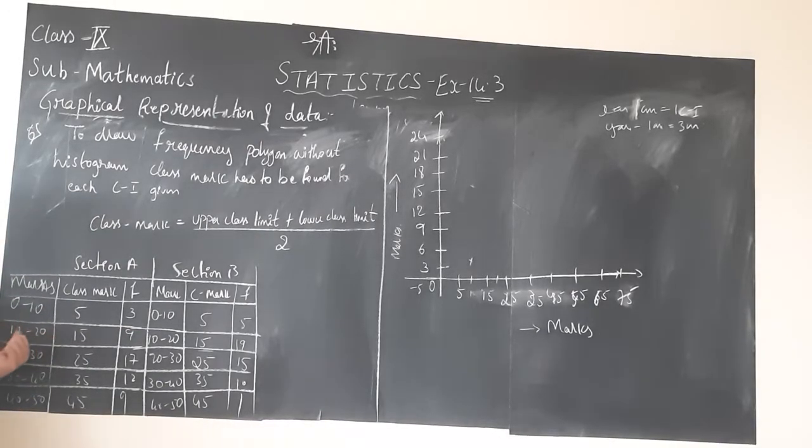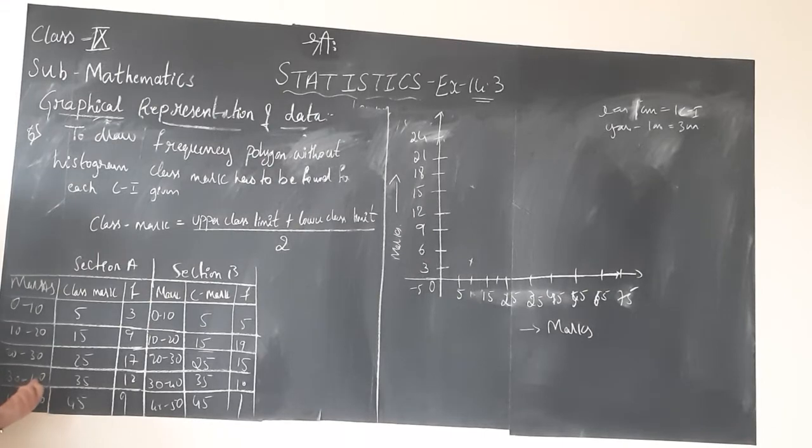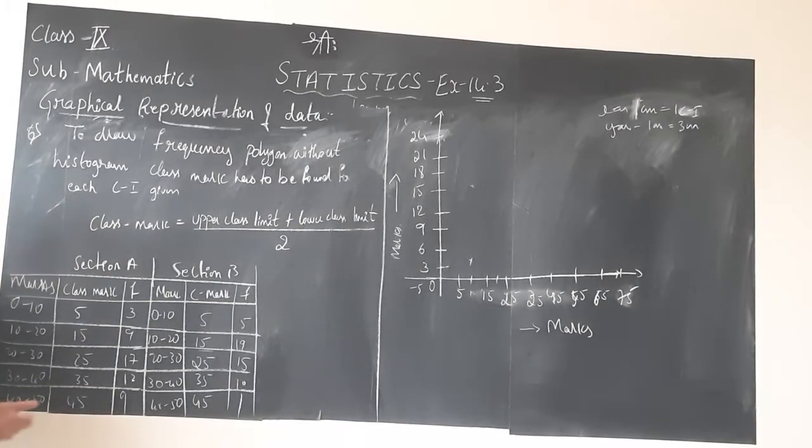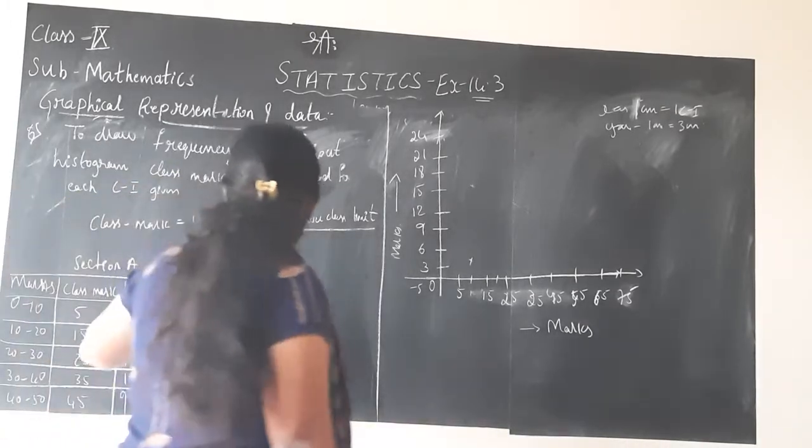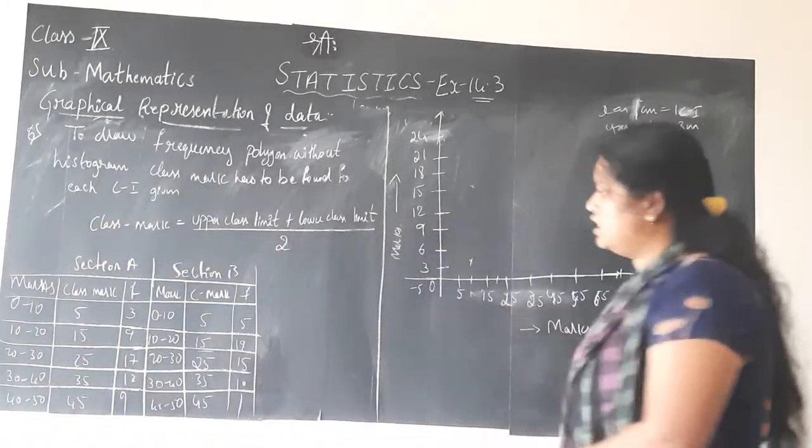That is the average. 10 plus 20 is 30, 30 by 2 is 15. 20 plus 30 is 50, 50 by 2 is 25. 30 plus 40 is 70, 70 divided by 2 is 35. 40 plus 50 is 90, 90 by 2 is 45. The same thing I have done for both the sections.